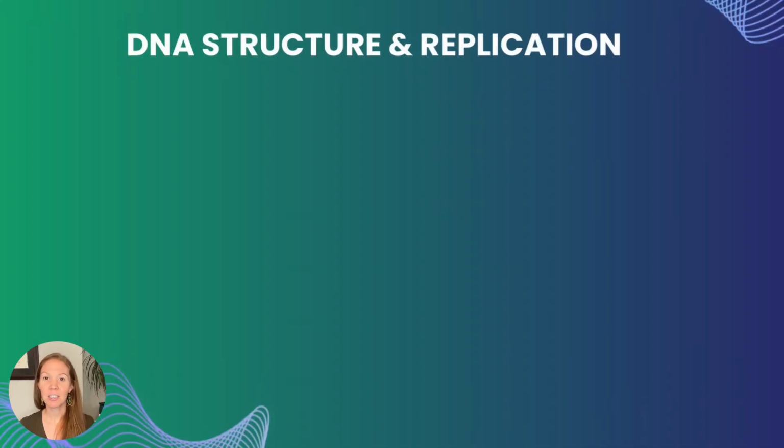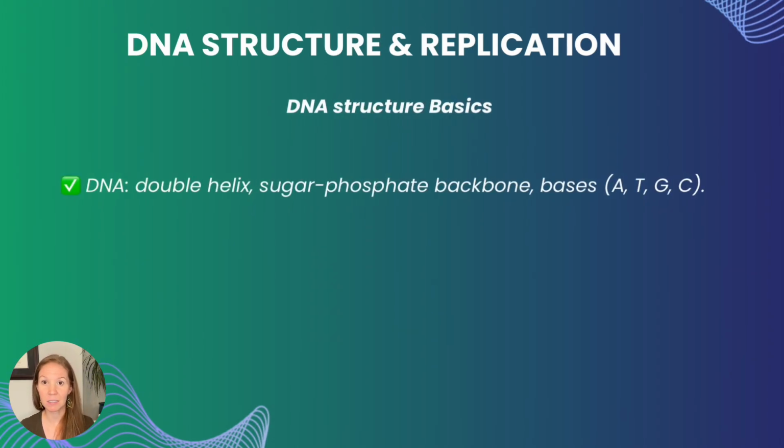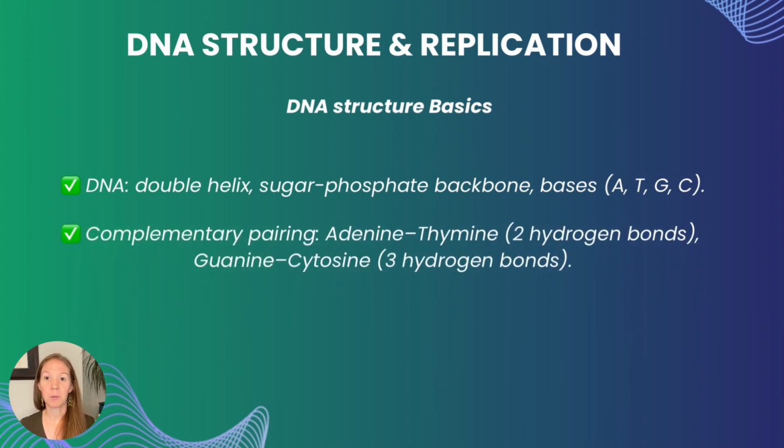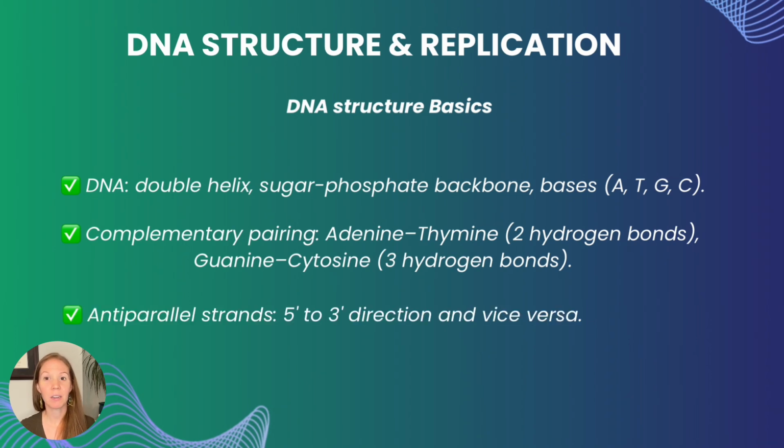First, let's look at DNA structure and replication. You need to know DNA structure basics, that DNA is a double helix with a sugar phosphate backbone and bases A, T, G, and C. You also need to know complementary pairing: adenine to thymine, which is with 2 hydrogen bonds, and guanine to cytosine, which is with 3 hydrogen bonds. You need to know anti-parallel strands, 5' to 3' direction and vice versa.